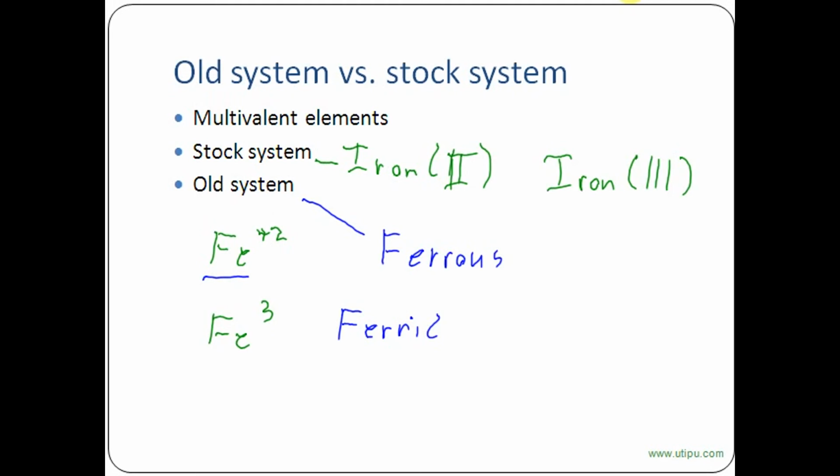A quick way to know whether you have to use a Latin symbol or a Latin name is to look at what the symbol is. If the symbol doesn't look anything like the English word, Fe does not look anything like iron, you're going to have to use the Latin. Same thing is true for copper. Copper is Cu. There's no U in copper, and so instead it would be cuprous and cupric. Tin is Sn, no S in tin, and so tin would be stannous or stannic. So that's basically how you use the old system.